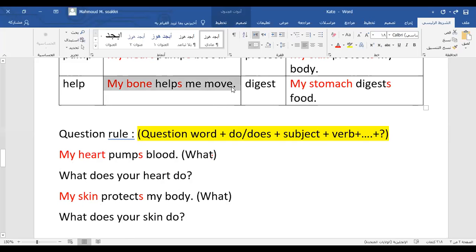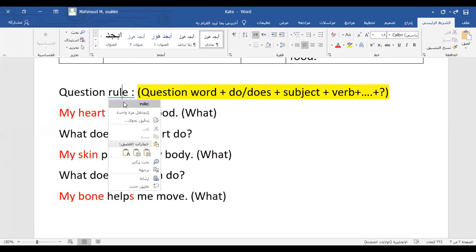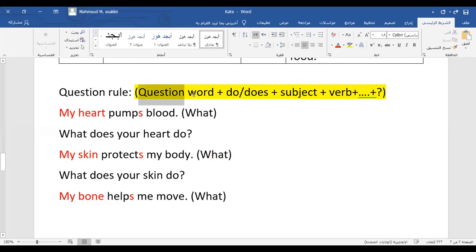Now, number three. Omar Izzat. Number three, please. Let me write the question for you. The sentence says, my bone helps me move. I want to ask a question using what? Look at the grammar rule. The grammar rule says start with what? Question word, good. Now look at your sentence. Read your sentence, please.